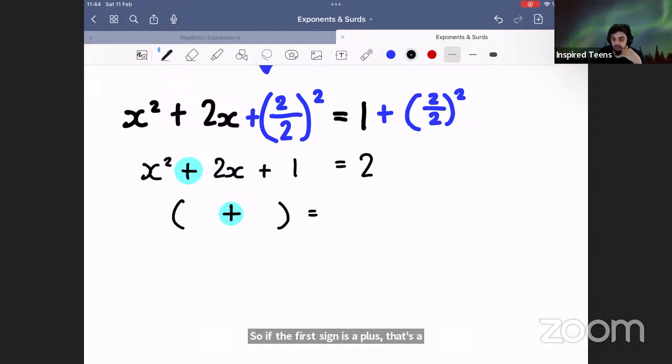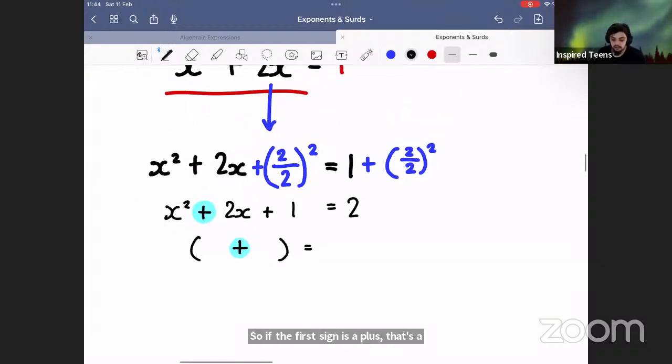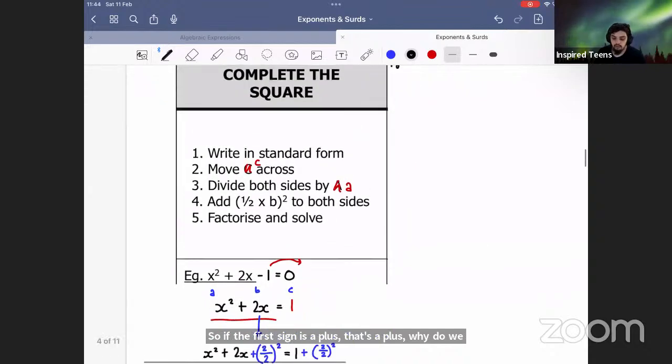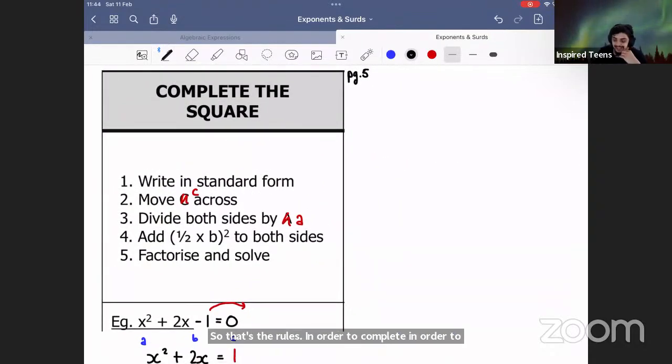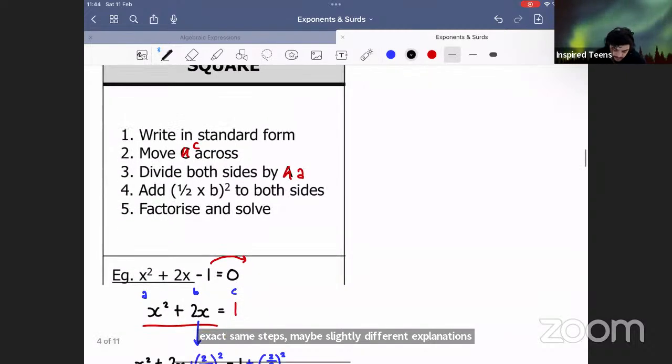Why do we need to add the 1? So that's the rules. In order to factorize by completing the square or solve for x by completing the square. Is there another formula for completing the square? I think all along the same lines, doing these exact same steps. Maybe slightly different explanations, but all will be along the same steps.